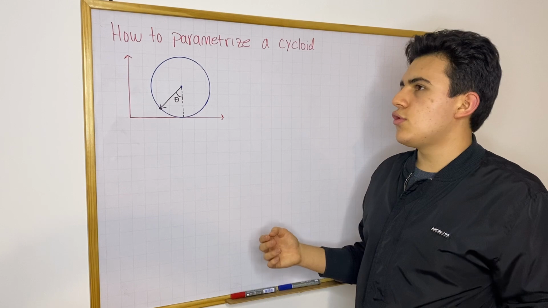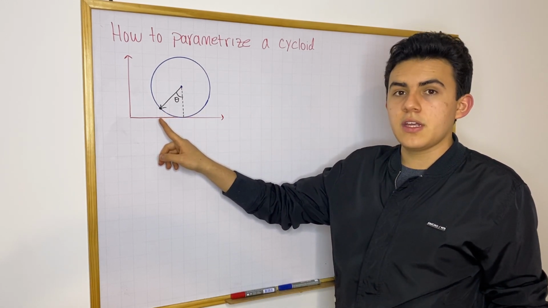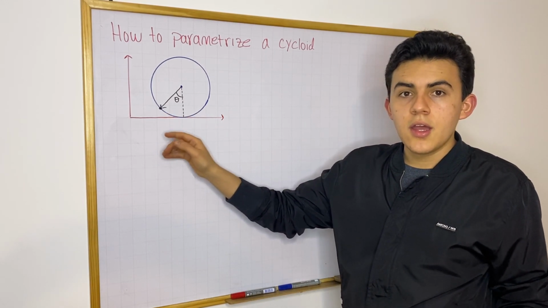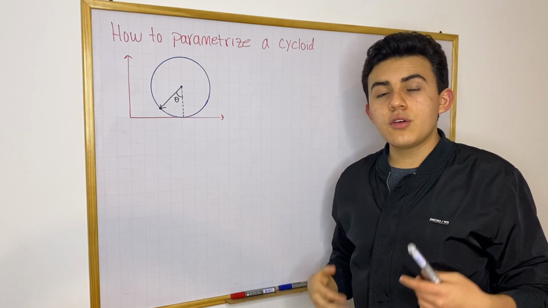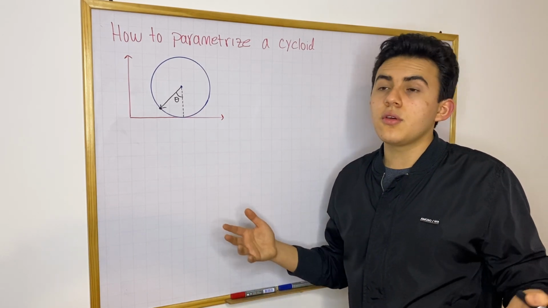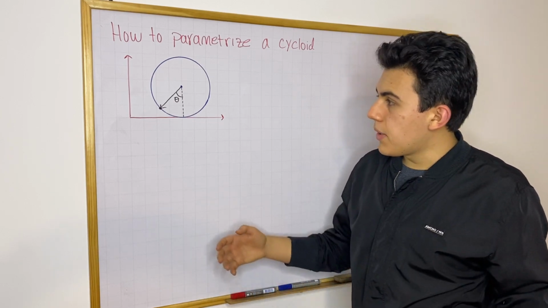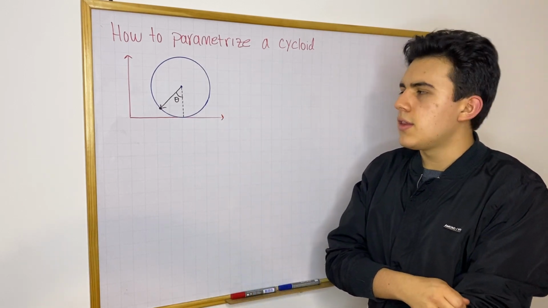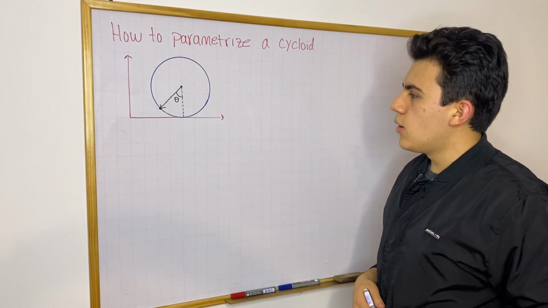I just want to find the position vector of this point here with respect to theta. You could parametrize this curve with respect to different parameters. You could use time, for instance, but in this case, I want to use theta. I think it's the simplest case. So yeah, let's do it.